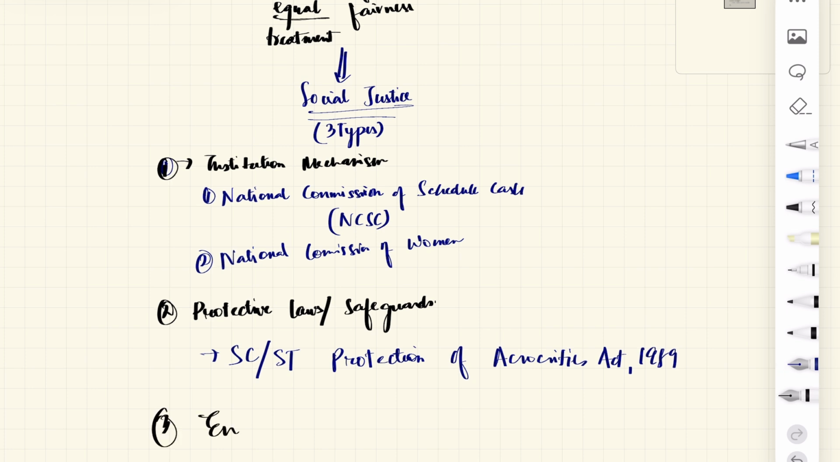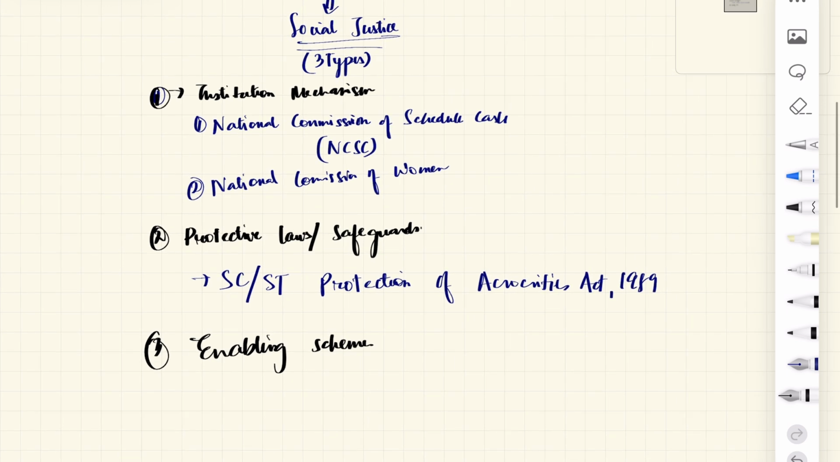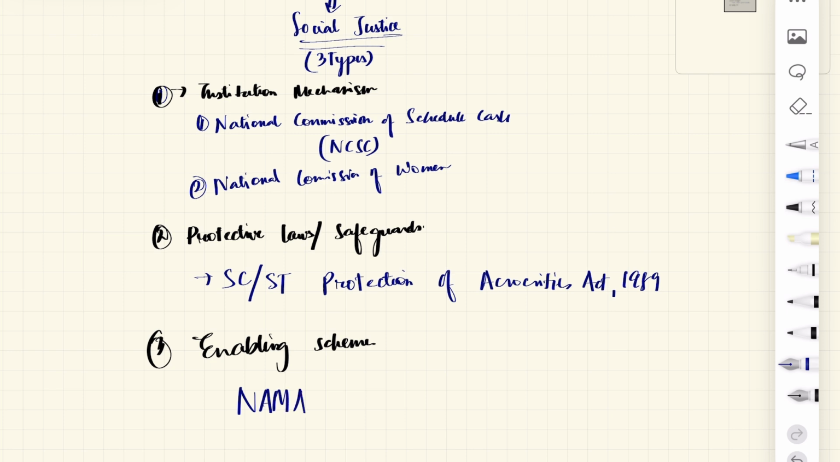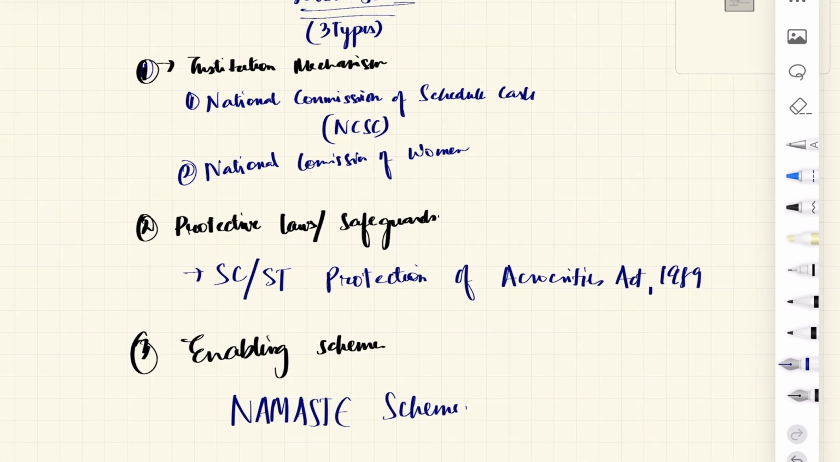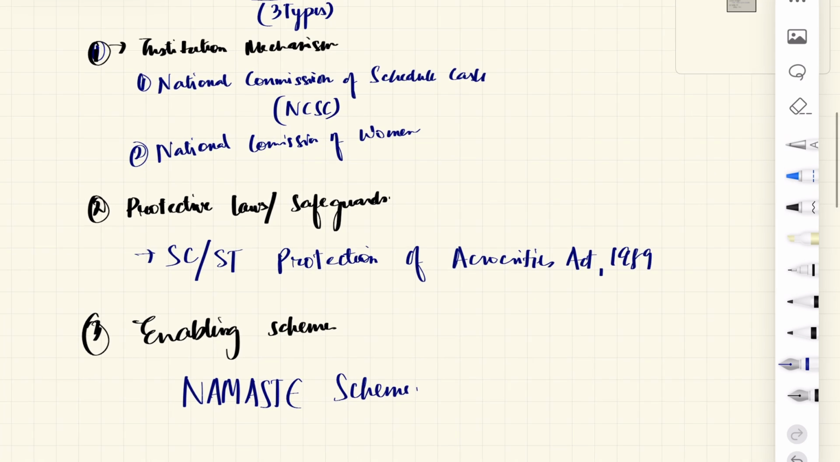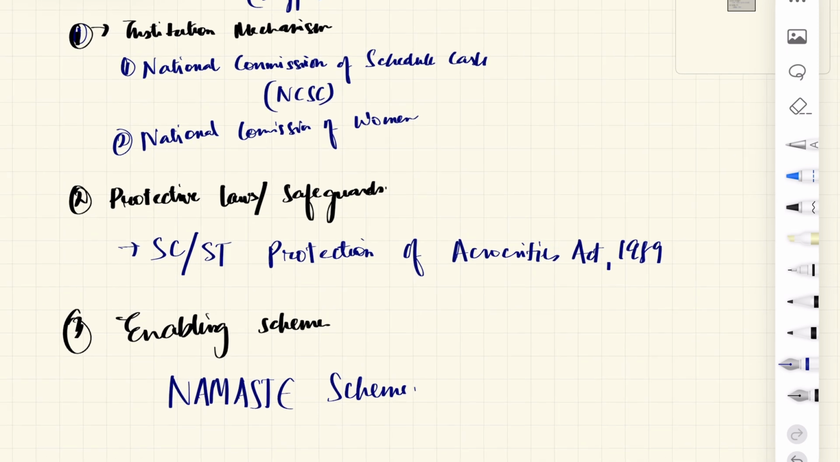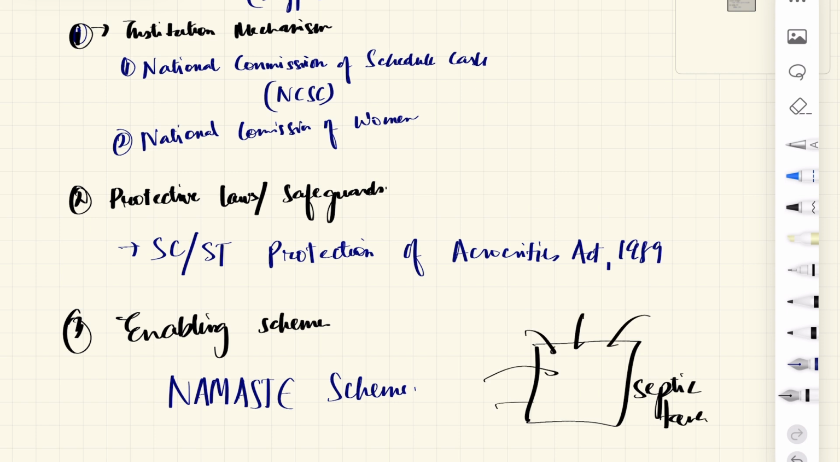is the enabling scheme. The central government and state governments started making different schemes. For example, let's say the Namaste scheme. There's something called the Namaste scheme. What is this? It's about human byproducts. After we go to the washroom, all the waste products are coming where? Coming to the septic tank, right? It's the waste products only.